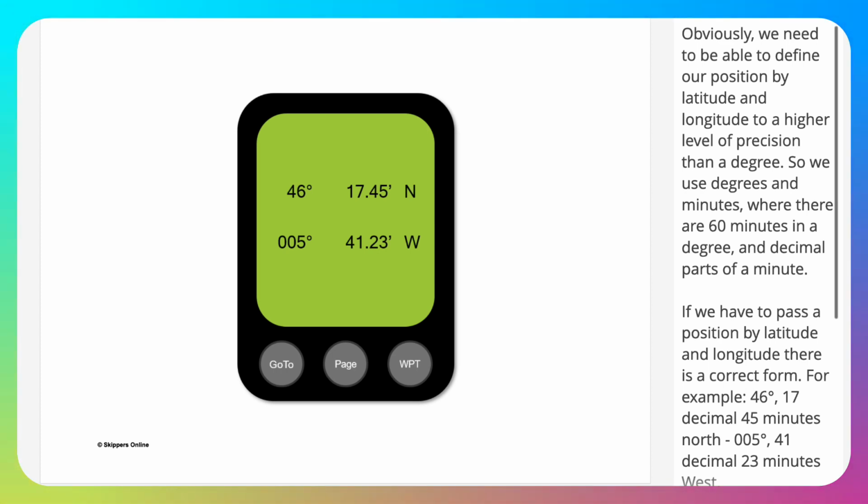Obviously, we need to be able to define our position by latitude and longitude to a higher level of precision than a degree. So we use degrees and minutes, where there are 60 minutes in a degree and decimal parts of a minute. If we have to pass a position by latitude and longitude, there is a correct form. For example, 46 degrees 17.45 minutes north, 005 degrees 41.23 minutes west. Note that latitude is always given first.